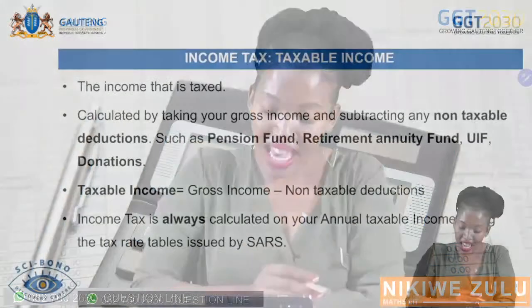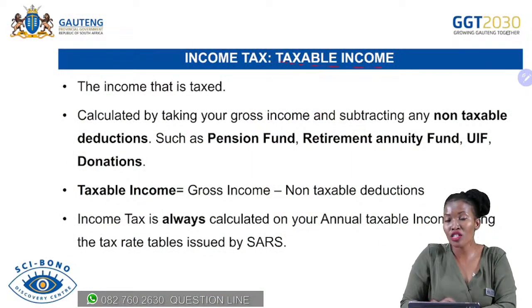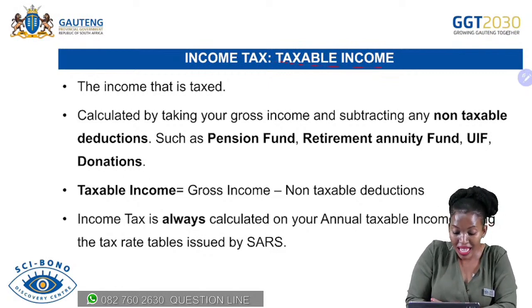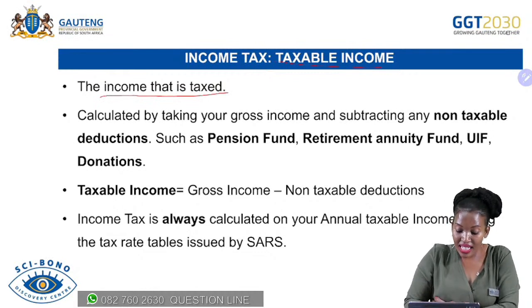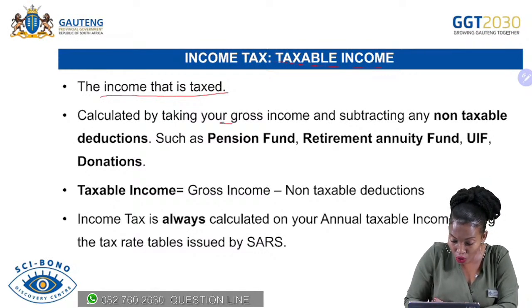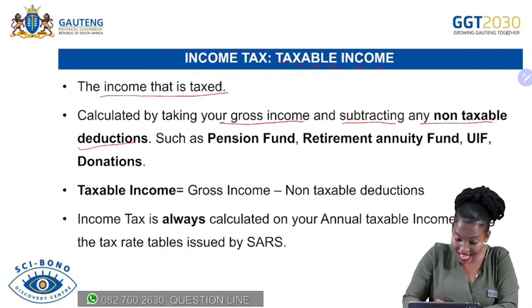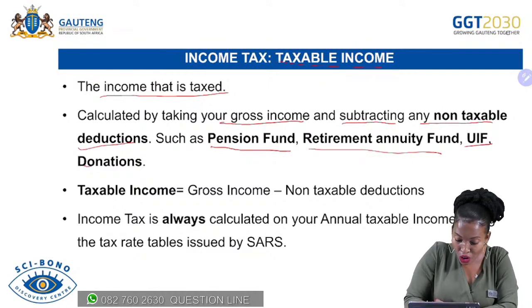So, in simpler words, guys, in the exam they can ask you to explain taxable income. Then you tell them that taxable income is the income that is taxed. It is calculated by taking your gross income and subtracting any non-taxable deductions. And what are the non-taxable deductions? Your pension fund, retirement annuity fund, UIF, and your donation.